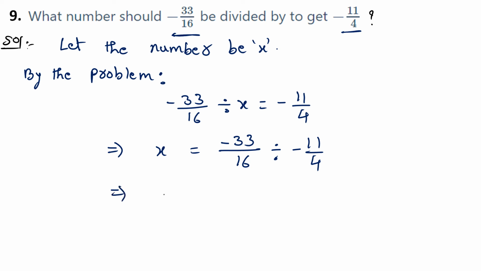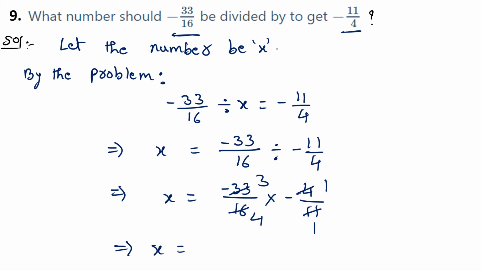So which implies x equals minus 33 by 16 into the reciprocal of minus 11 by 4, that is minus 4 by 11. Now we cancel that. 11 ones are 11, 11 threes are 33, 4 ones are 4, 4 fours are 16, right? Which implies x equals minus into minus, that should be plus, 3 by 4. So therefore the number is equal to 3 by 4. Okay children, so like that we can do this.